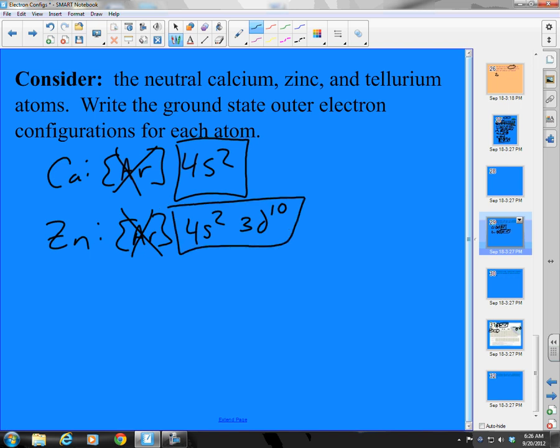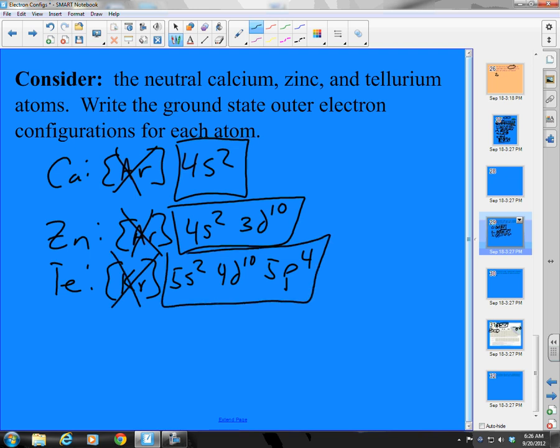And then tellurium. I see tellurium is 52. Before that is krypton. After krypton, I go krypton 5s2, 4d10, 5p: 1, 2, 3, 4, 5p4. Get rid of my krypton. Here's my outer electron configuration for tellurium. That's about as easy as things get. Okay, so moving on.